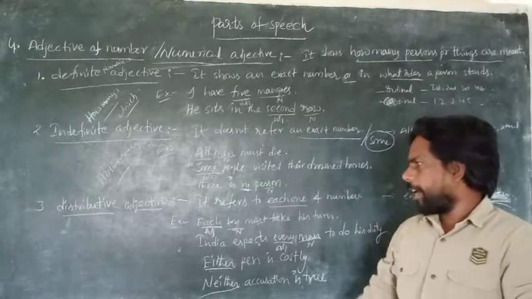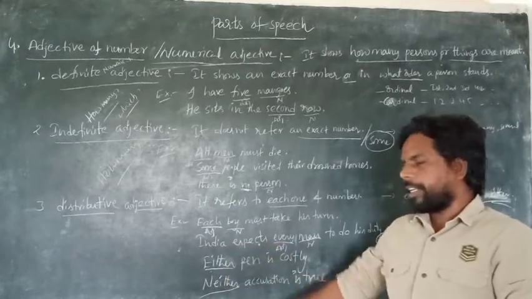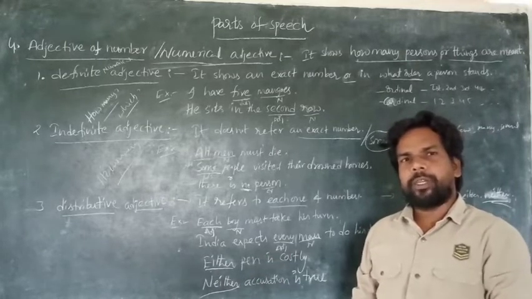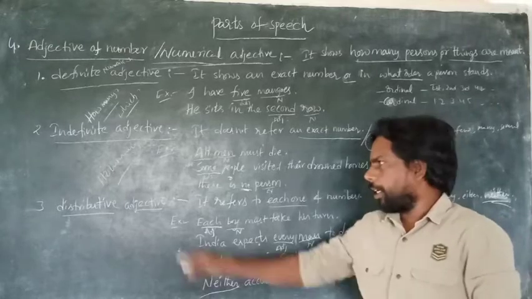Is it clear? When each, every, either, neither are used alone without nouns, they are called distributive pronouns. When they are used along with nouns, they are called distributive adjectives.